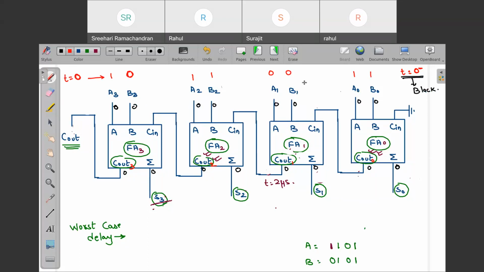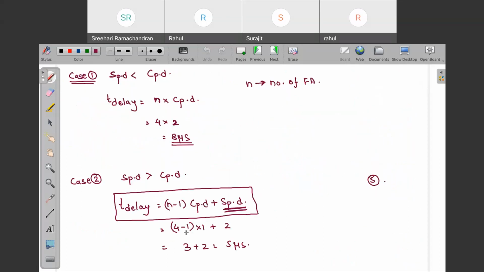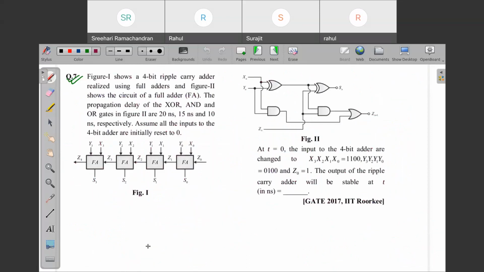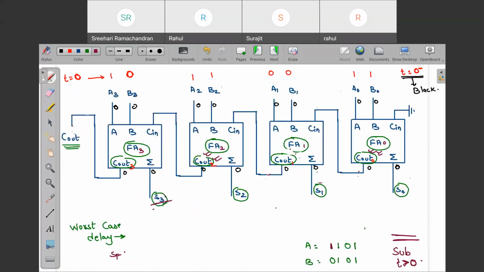I am applying this. Now look very carefully. For the subsequent stages, let me write it using this color. After 0, t greater than 0, everything I will write using this color. See what I told you, for propagation delay to affect, your input should make transitions. So in the second case, I had assumed sum propagation delay to be 2 and carry propagation delay as 1.